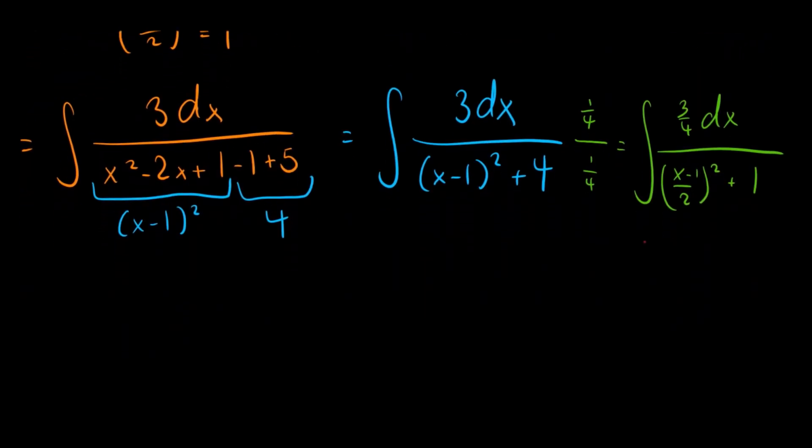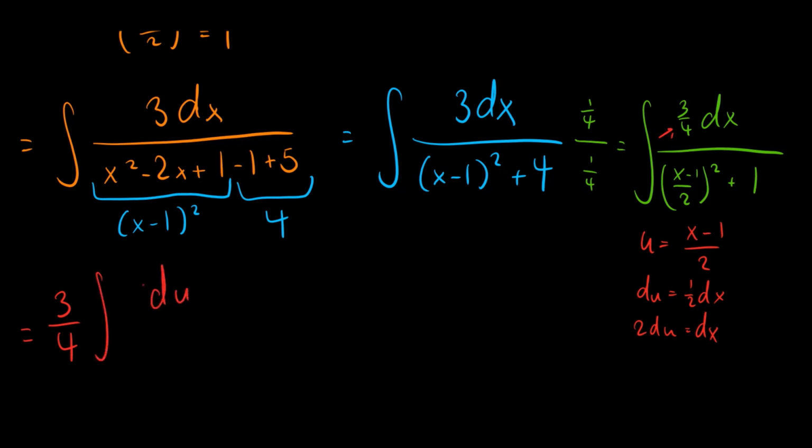So if we let u equal x minus 1 over 2, then du is going to be equal to 1/2 dx, which tells us that 2 du is equal to just dx. So using that u substitution, we will have 3 over 4 on the outside, times our integral of 2 du divided by u squared plus 1. And now this 2 and this 4 can cancel, and that just leaves us with 3 over 2 on the outside.